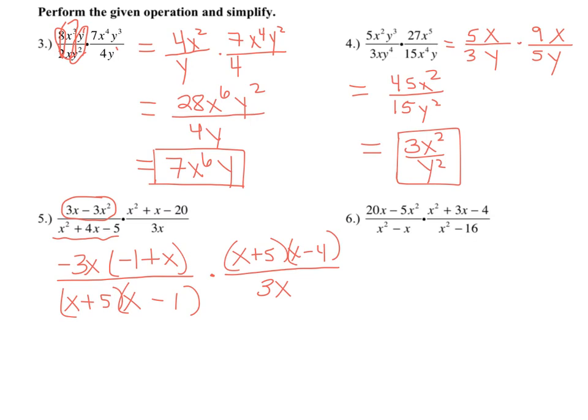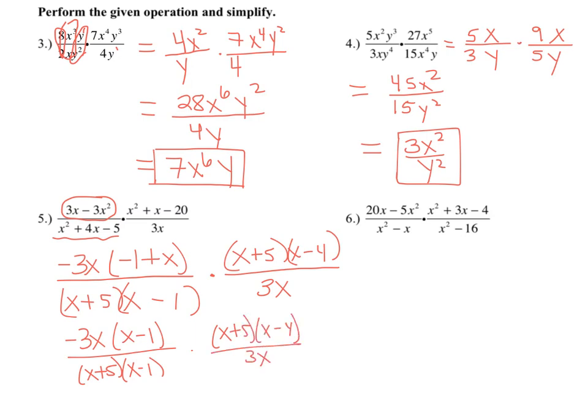Well, I'm going to rewrite this first one just a little. Negative 1 plus x is the same as x minus 1, just so I can see a little better my common factors. And so we've got x minus 1 being divided by x minus 1, so that's going to divide out.